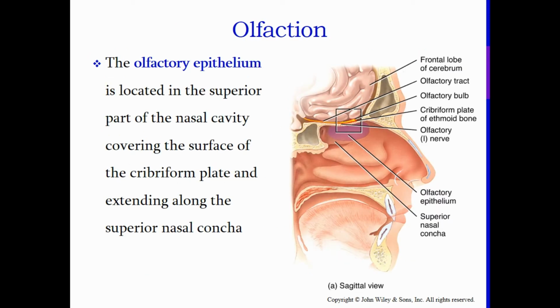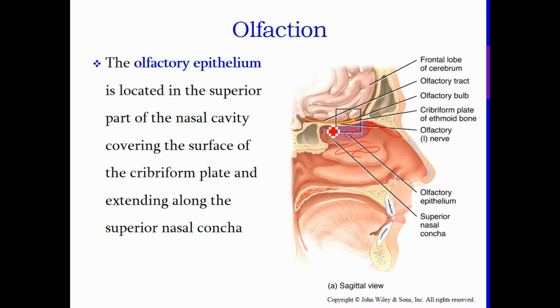The olfactory epithelium is located in the superior part of the nasal cavity, covering the surface of what is called the cribriform plate and extending along the superior nasal concha. All right, so let me get my pen here. Covering this surface and these surfaces here is where you're going to have your olfactory epithelium. So this is where your sense of smell is going to be.